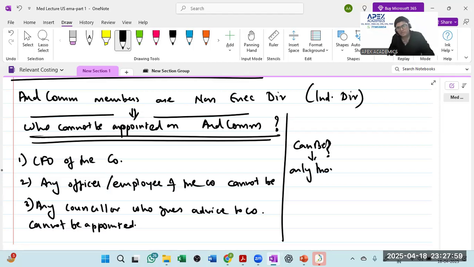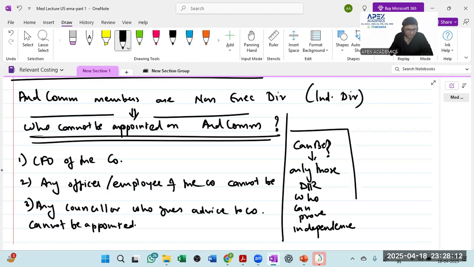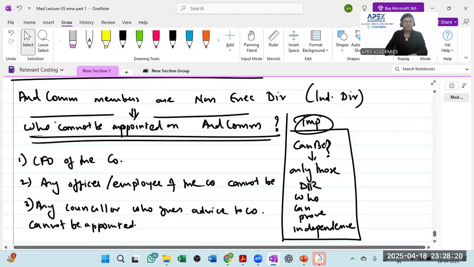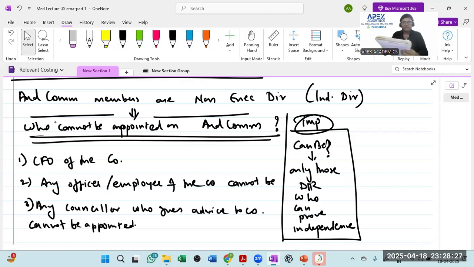Only those directors who can prove that they are independent can be appointed. Otherwise, you cannot appoint anybody else to the audit committee. Please try to understand.